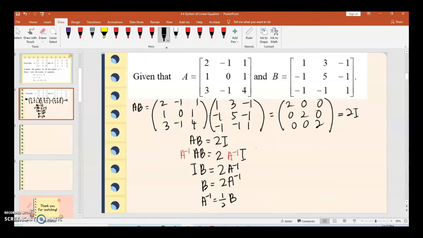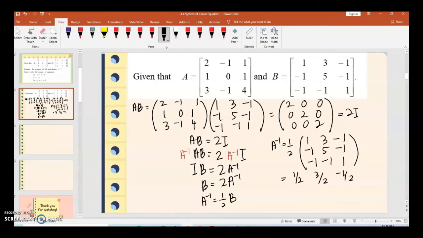And then we are going to calculate the inverse of A equals 1 over 2, and then multiply by matrix B. So 1, 3, negative 1, negative 1, 5, negative 1, negative 1, negative 1, 1. Then don't forget to expand with the scalar. Final answer will be here.